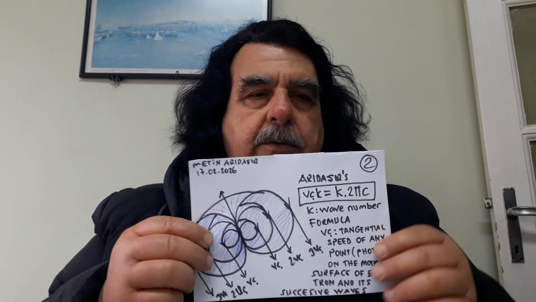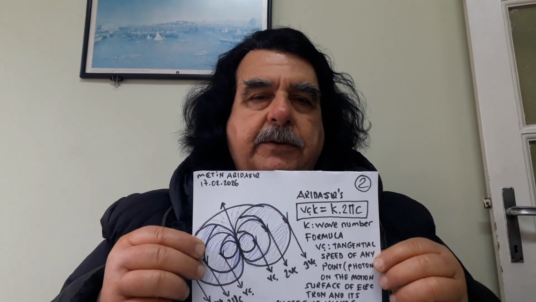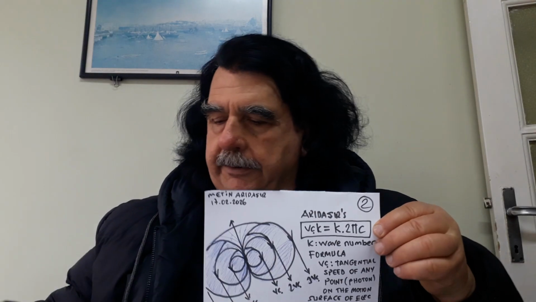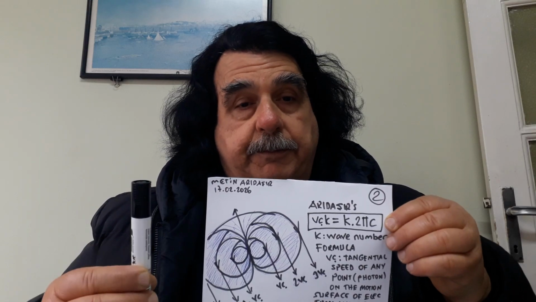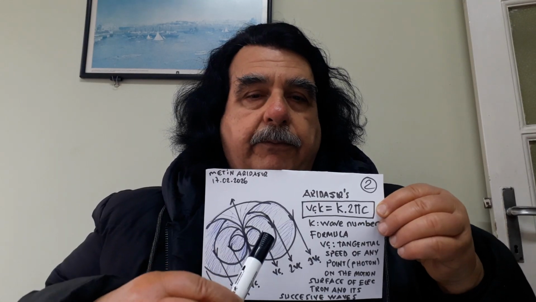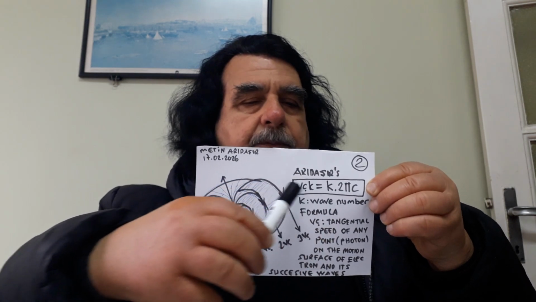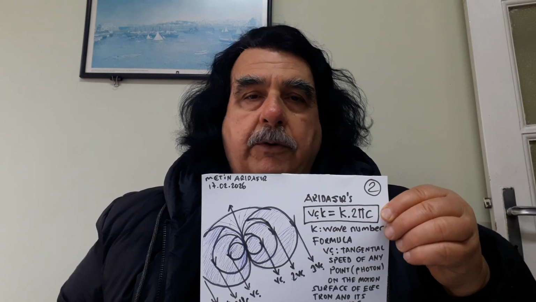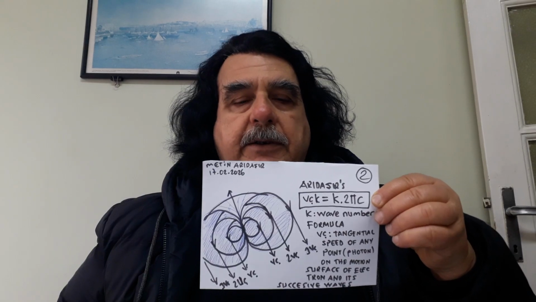My Vx k equals k 2 pi c formula, which is the tangential speed of any point. This point, an inseparable imaginary point, a photon, is on the motion surface of the electron and its consecutive waves, k wave number. This is my tangential speed formula. Tangential speed equals 2 pi c, 1,884,000 km per second, or 6.28 times greater than the speed of light.